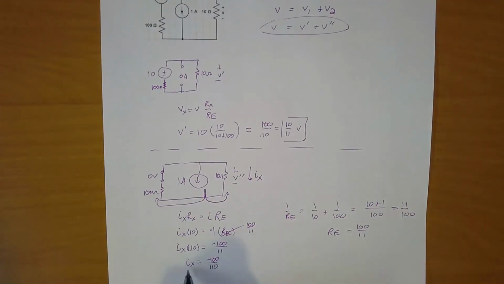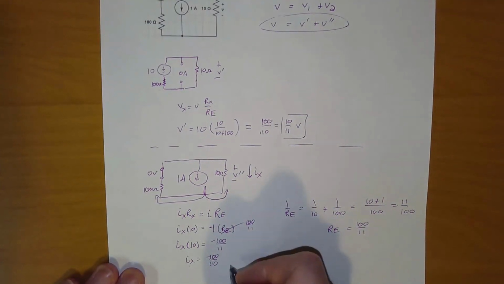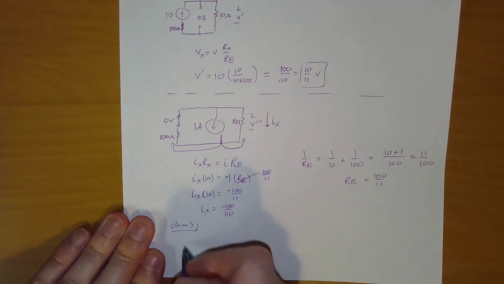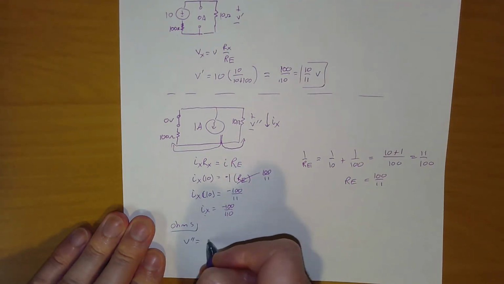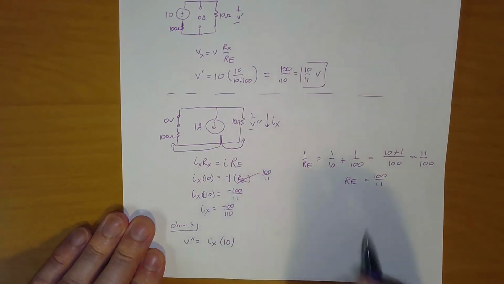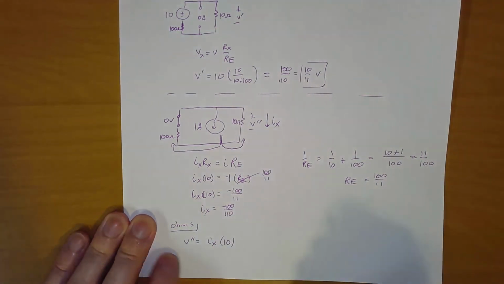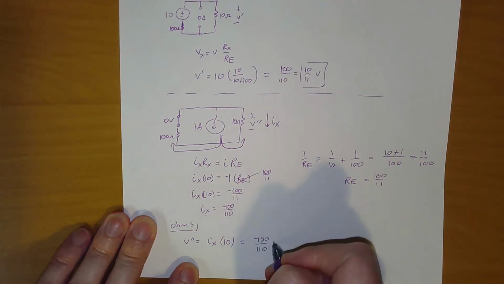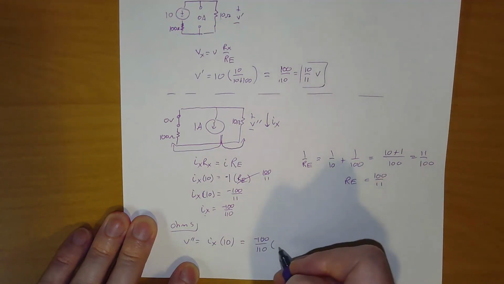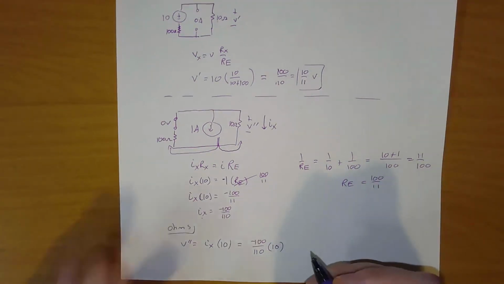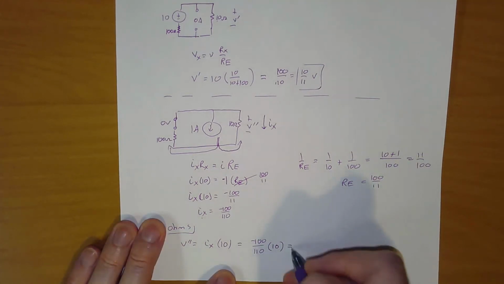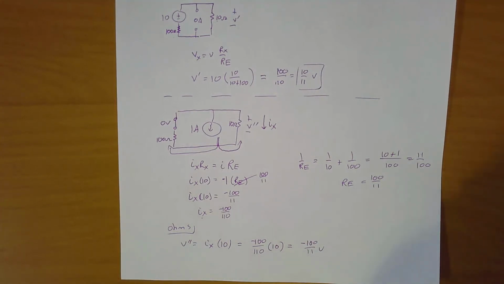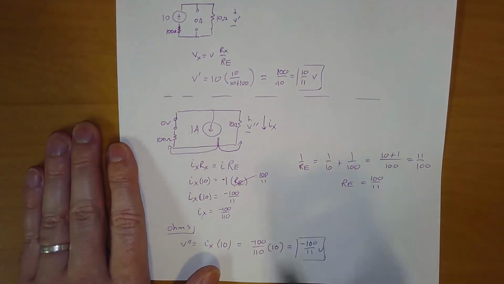Now this is not done because this is Ix, and I want V double prime. That's just Ohm's law, so we do a quick Ohm's law here. Ohm's law just says that V double prime is equal to Ix times 10. Because I followed passive sign convention, my signs are all going to work out. So negative 100 over 110, which is actually just negative 10 over 11 if you want to simplify that. Then what you'll get is that this becomes negative 100 over 11 volts. So it is a negative voltage, and that is the contribution from the current source.